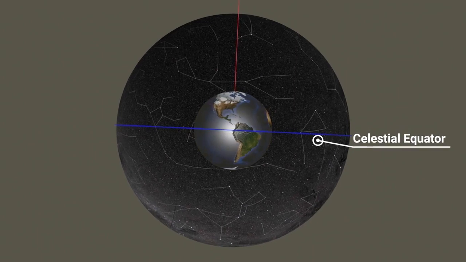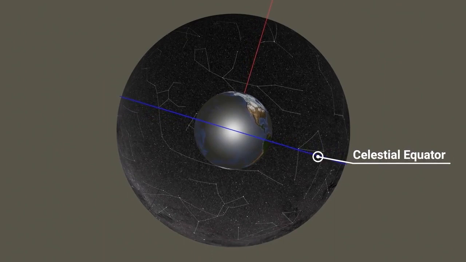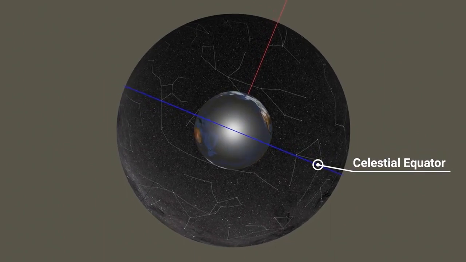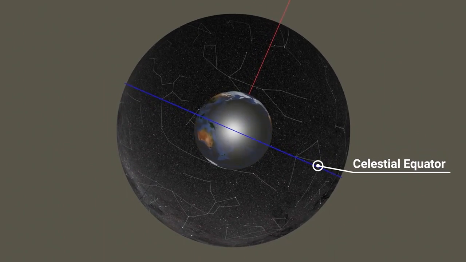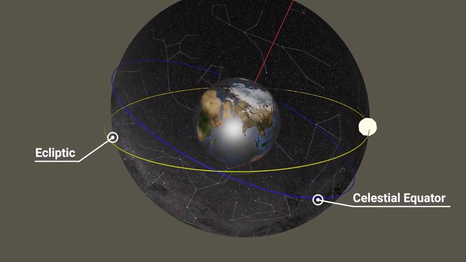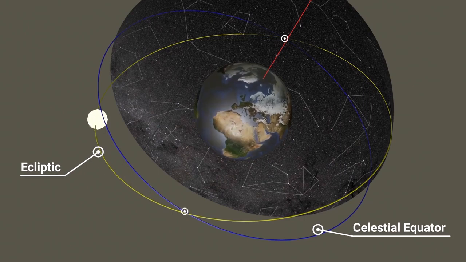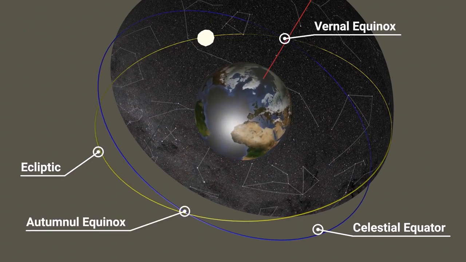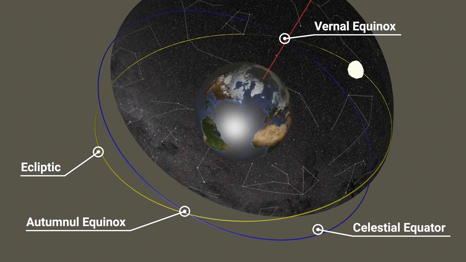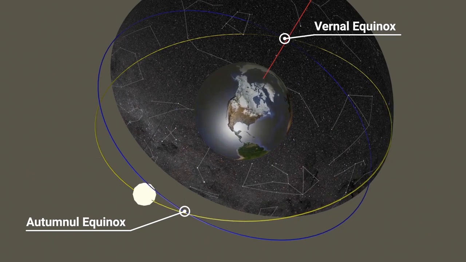With reference to the plane of the solar system, the ecliptic, everything we've been discussing so far is actually tilted by approximately 23.5 degrees. The Sun, being in the plane of the solar system, follows the ecliptic path around the celestial sphere over the course of a year. The points where the celestial equator crosses the ecliptic are the equinoxes. You get the vernal equinox in the spring and the autumnal equinox in the autumn.